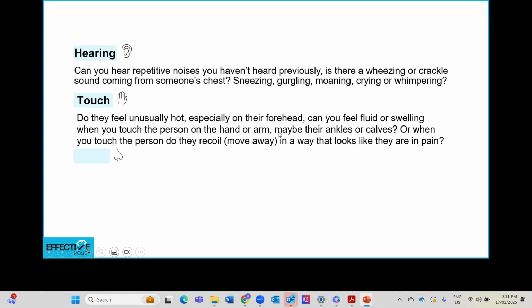Do they feel hot, especially their forehead? Can you feel fluid or swelling? Might be in their legs, or it could be anywhere, but ankles and calves. Or when you touch the person, do they recoil or move away? Is there some pain associated with this?